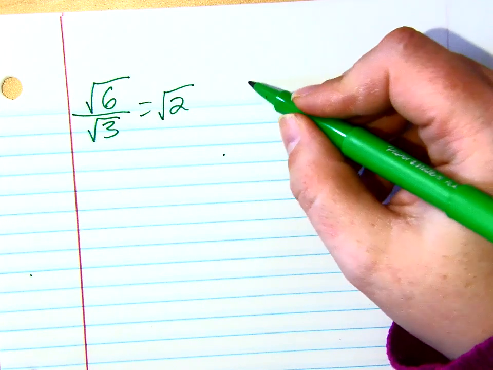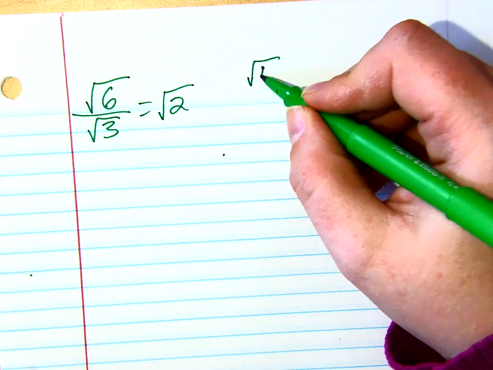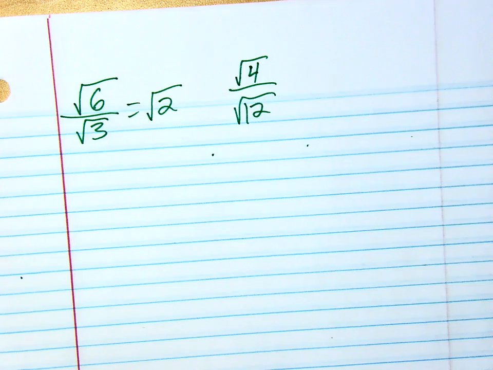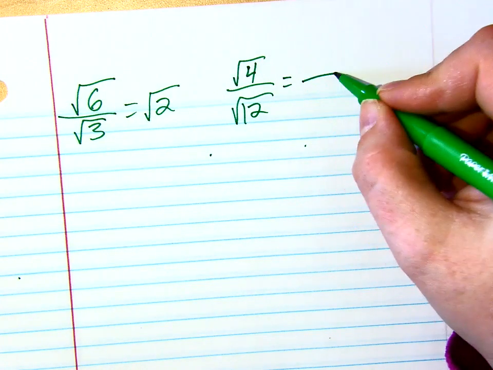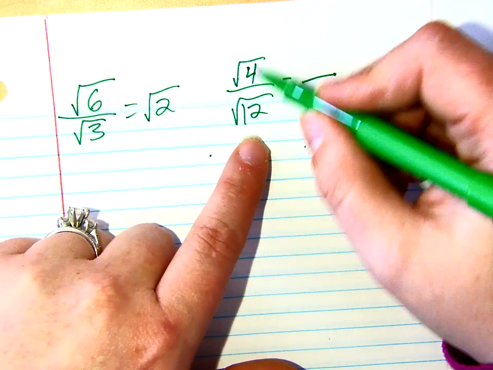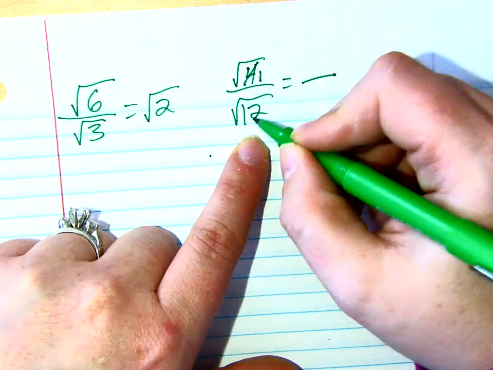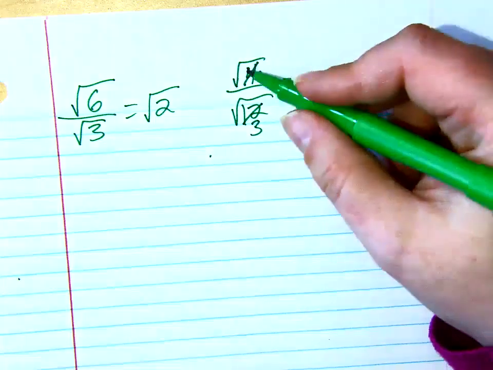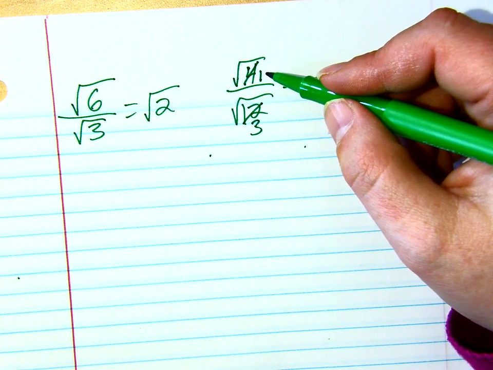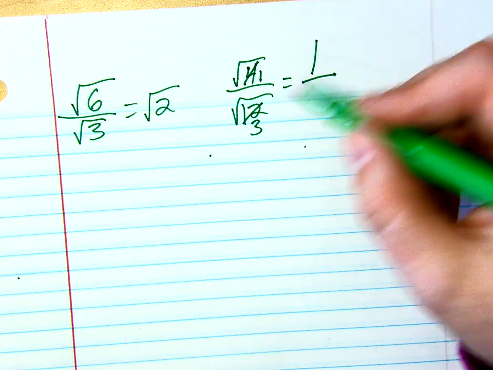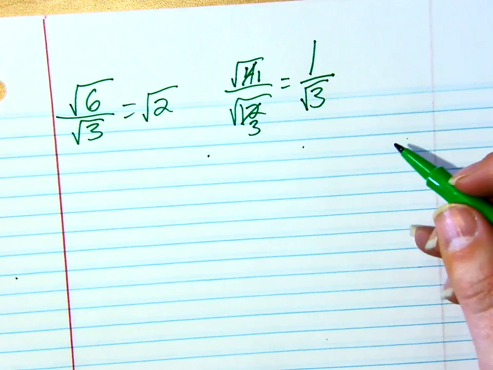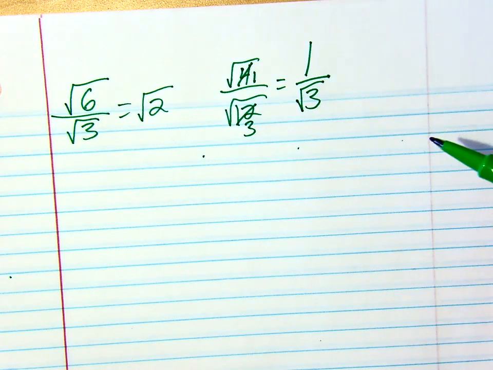What would this one be? What if I gave you the square root of, I don't know, 4 over the square root of 12? Yes, you can reduce the 4 and the 12. 4 goes into 4 once, 4 goes into 12 3 times. So look at what you have in the numerator. You still have the square root of 1. But what is the square root of 1? 1. Downstairs, what do you have? Square root of 3. Now, here's where we encounter a problem.